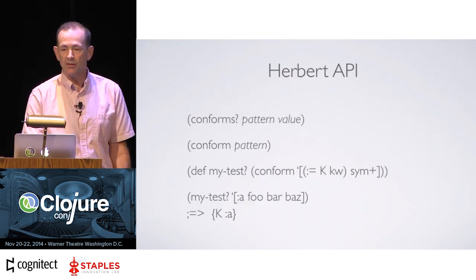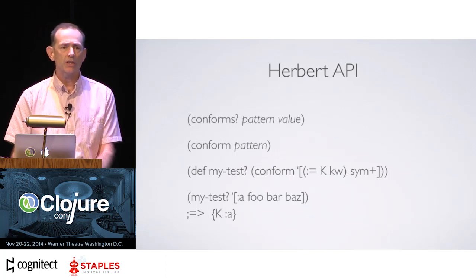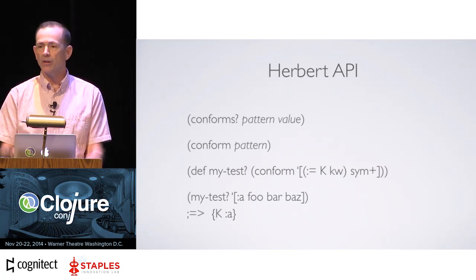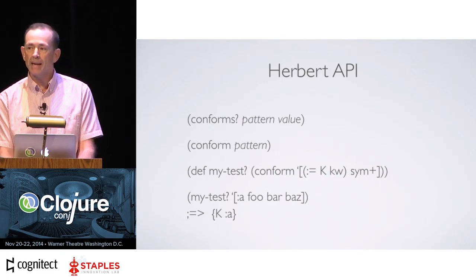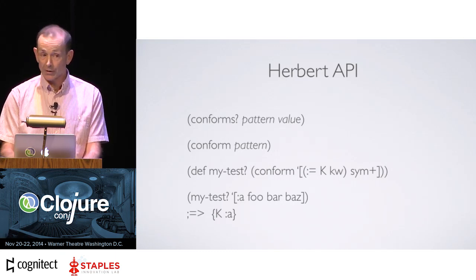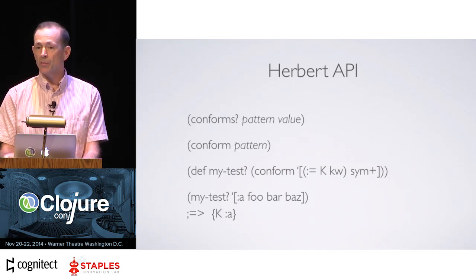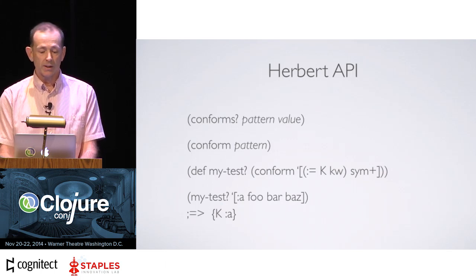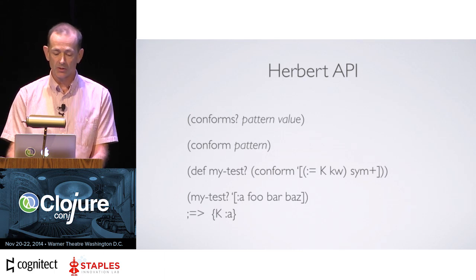So the Herbert API is fairly small. There's a few other things, but the main thing is this conforms question mark. Give it a pattern and a value, and it tells you if that value conforms to the schema pattern. If you want to make your own predicate and use it multiple times, you can use conform without the question mark and a schema. That will give you back a predicate function that you can use over and over again. That's kind of the real base of the Herbert schema system.